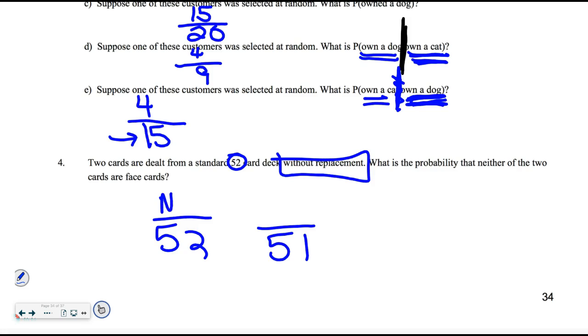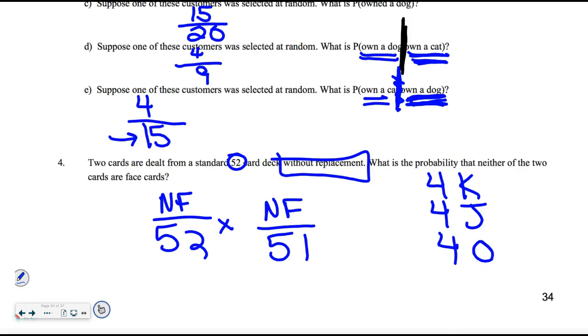So I want not a face, and I'm just going to write NF because we have to figure out how many. And not a face. And means multiply. So do you know what they mean by face cards? Yeah. The kings, and there's 4 of them, so let's count those up. We've got 4 kings, 4 jacks, queens, 4 in each category. So there's, excellent, you guys, you're on a roll. See, focus on your test and you're gonna do really well. So there's 12 face cards.